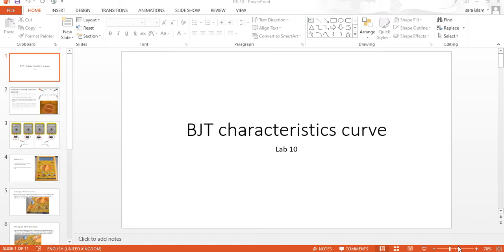So we are going to be discussing the DC characteristic curve of your transistor, right? And definitely both NPN and PNP scenarios will be covered on the theory side, right?